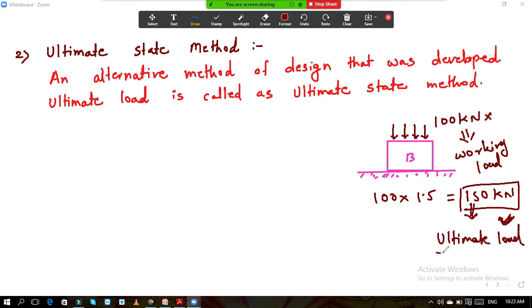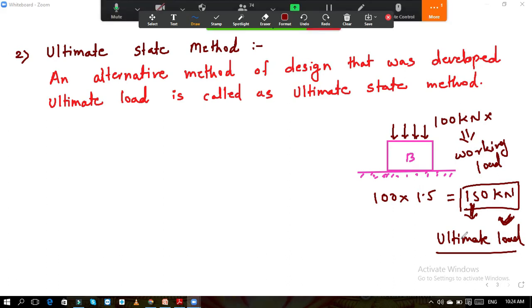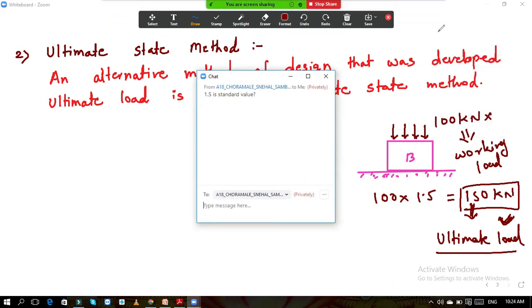This is called as ultimate load. So this method becomes quite popular because it overcomes the defect from working stress method by introducing this. Basically, the ultimate load factor is introduced by the limit state method, and instead of designing for the actual load, they have kept some factor of safety, and they have designed for the value of the load above that load which is actually coming on the structure.